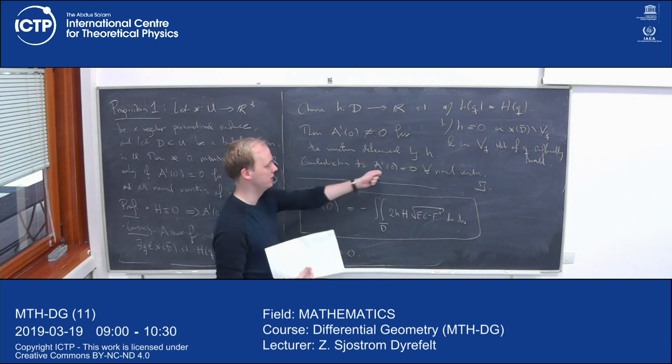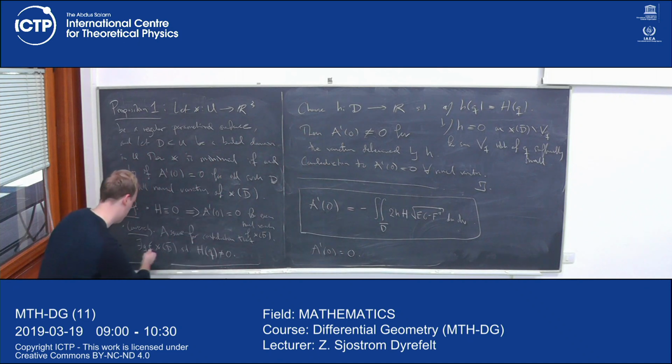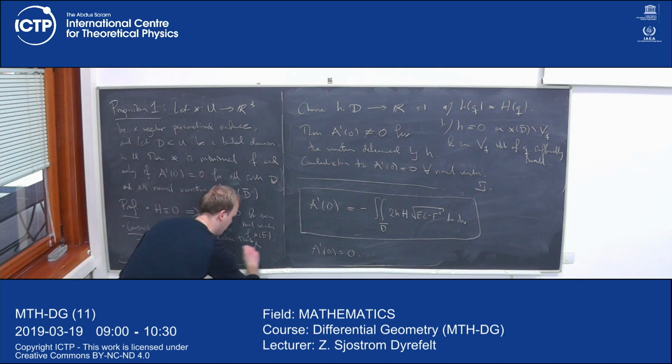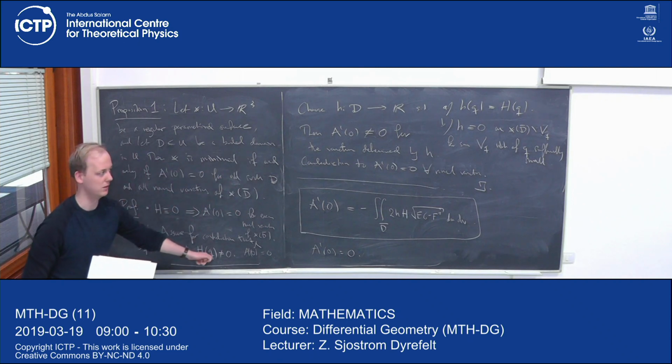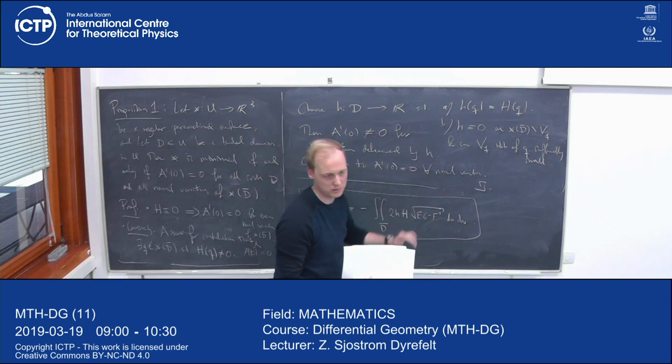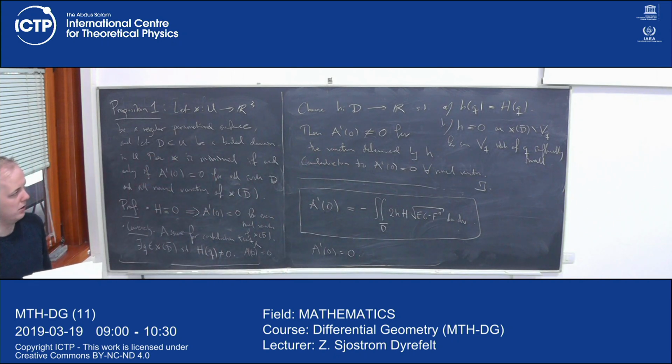So assume for contradiction that A prime of 0 is equal to 0 for all the normal variations, and that the mean curvature is not 0. Then you do this and you get the contradiction. Okay. So this is the proof. So is this clear? I will make some remarks now.